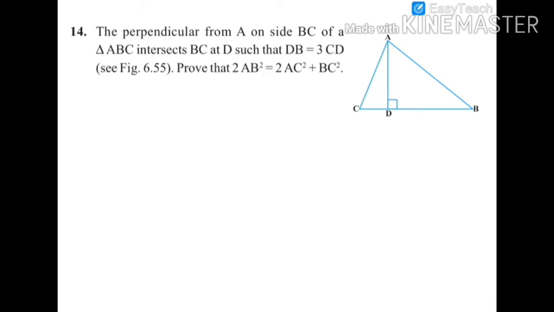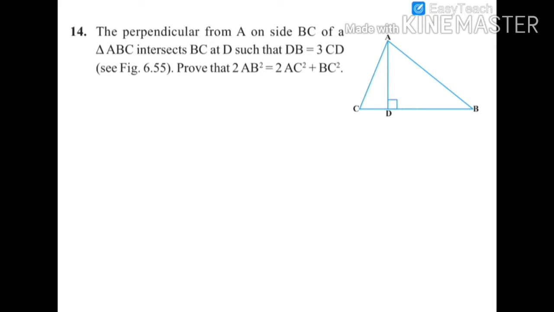Question number 14. The perpendicular from A on side BC of triangle ABC intersects BC at D such that DB is 3 times CD. Prove that 2AB square is equal to 2AC square plus BC square.